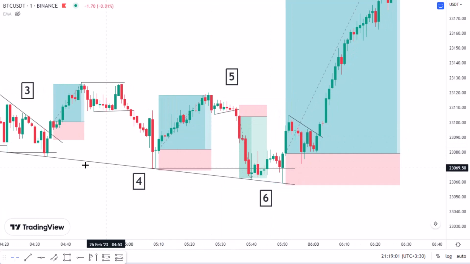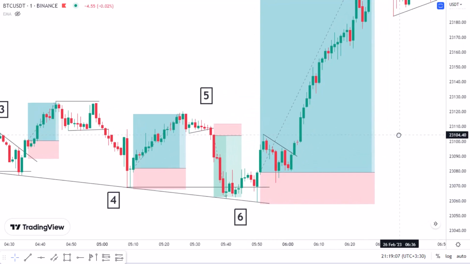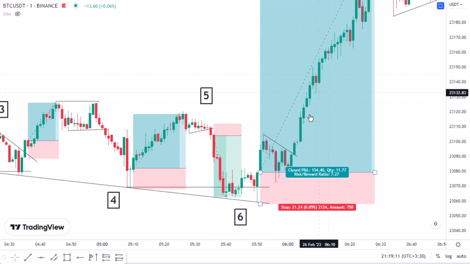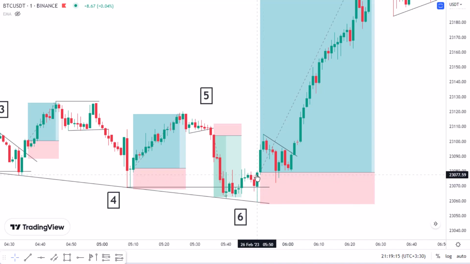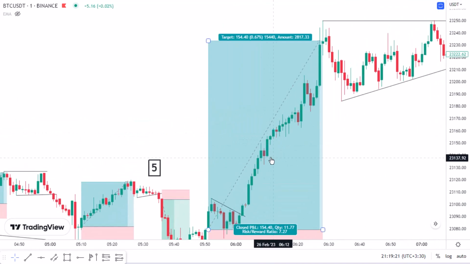As you can see, when the price touched this trend line, it showed some rejections here and started going up. When we see this pin bar, a really nice pin bar, that is our trade 6, and it gives us our target 7.